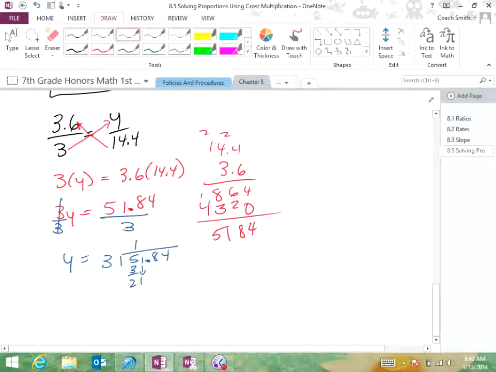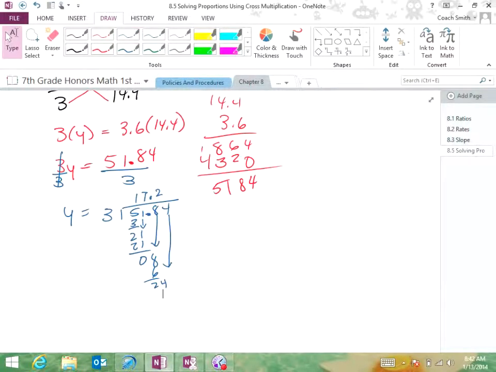Bring down my 1. 21, that would be 7 times, 7 times 3 is 21, remainder 0. Bring up my decimal, bring down my 8. 3 into 8 goes 2 times, 2 times 3 is 6, remainder 2. Bring down my 4. 3 into 24, 8 times, 24, remainder 0. So y is equal to 17.28.